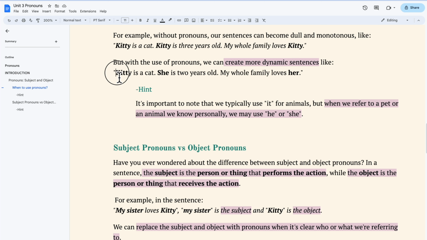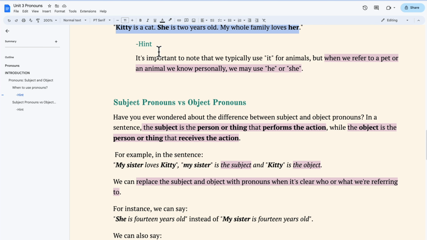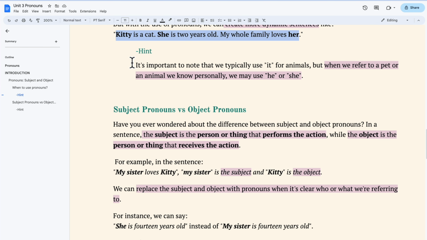For instance, we can say, Kitty is a cat. She is 2 years old. My whole family loves her. Here, she and her replace the noun Kitty and make the sentence flow better. Here is some useful hint for you. While it is commonly used for referring to animals, it's worth noting that we can also use he or she for pets or animals we know personally.